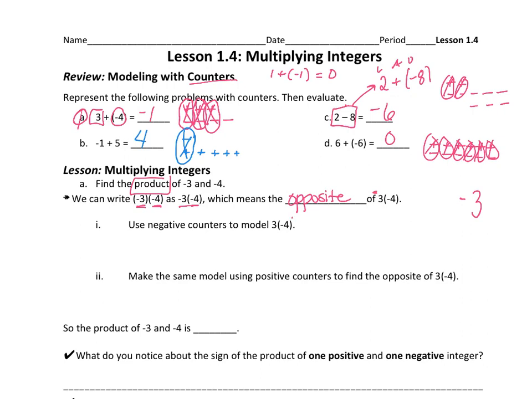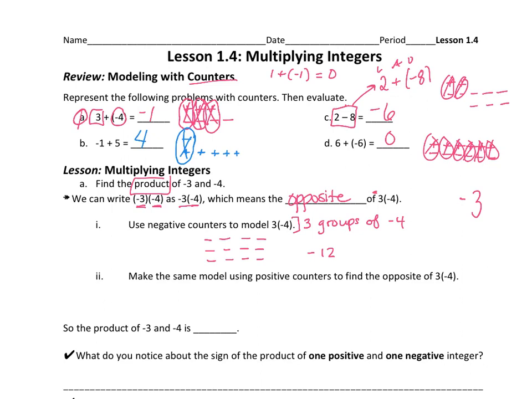So in multiplication is repeated addition, but we say this is 3 groups of -4. So we would draw 1, 2, 3, 4. That's one group of -4. 2, 3, 4. 2 groups of -4. And 3 groups of -4. So here we have, if you count it all up, because there's no 0 pairs, this ends up being -12.